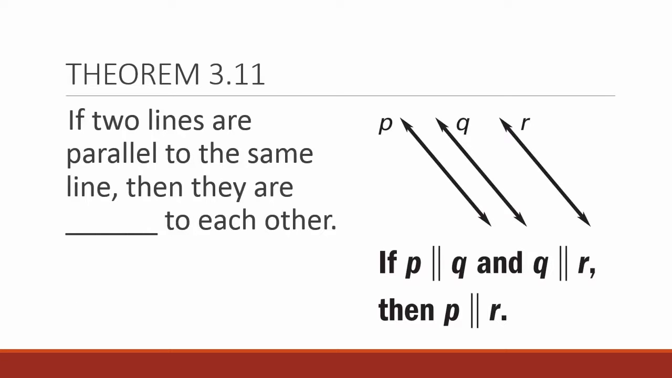Theorem 3.11. If two lines are parallel to the same line, then they are parallel to each other. This means that if line P is parallel to line Q and line Q is parallel to line R, then we can get rid of the middle guy, which is Q, and just say that line P is parallel to line R.